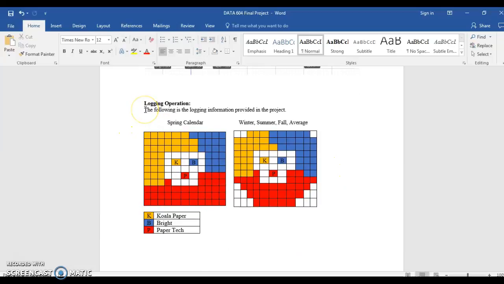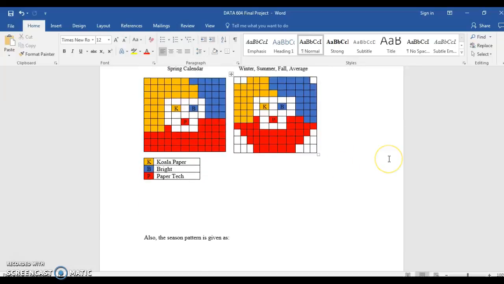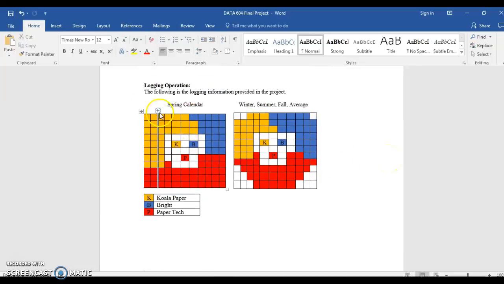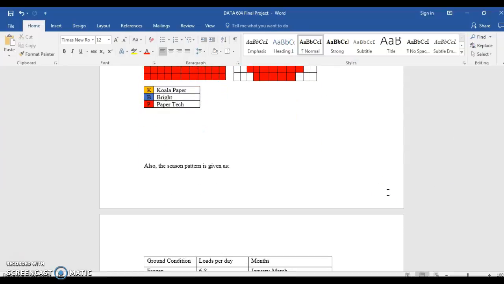The following is the logging information provided in the project. You can see the yellow is Koala Paper, the blue is Bright Paper, and the red is Papertec. On the left side is the spring calendar, and the right side is the winter, summer, and fall average.